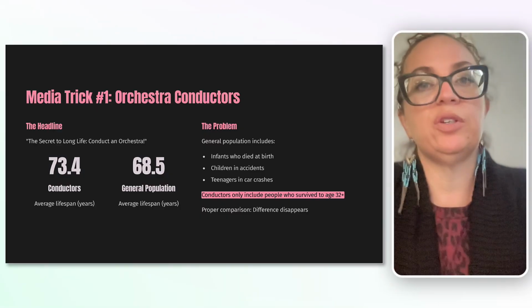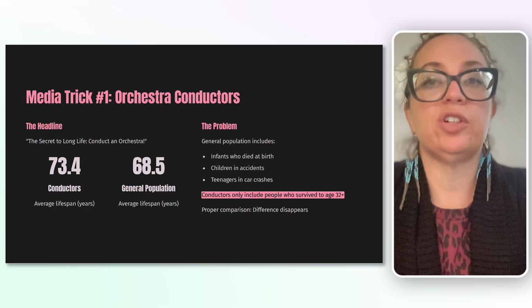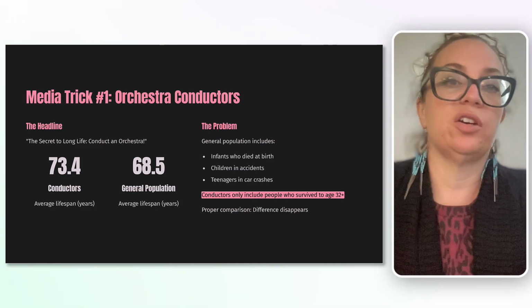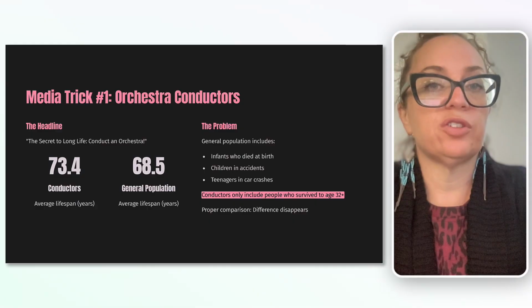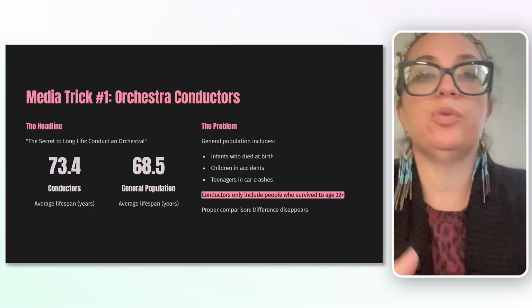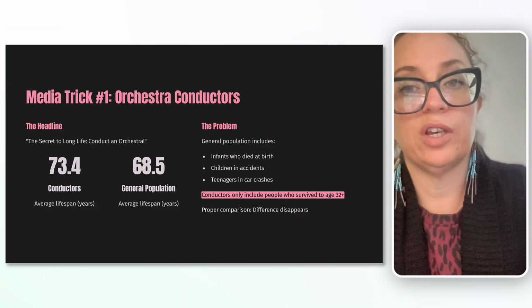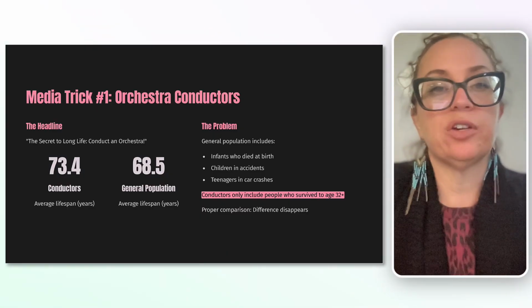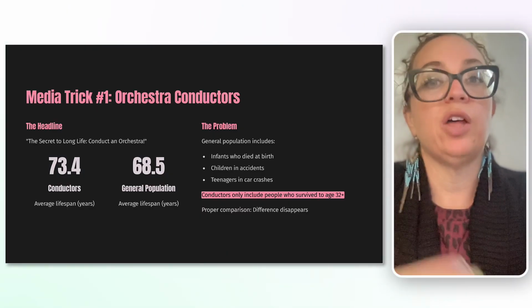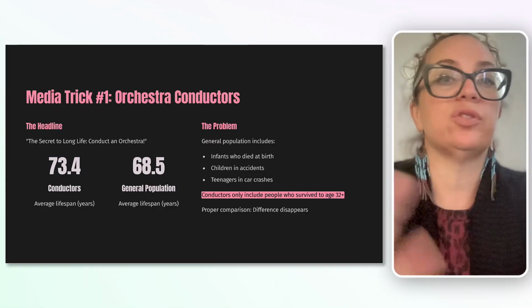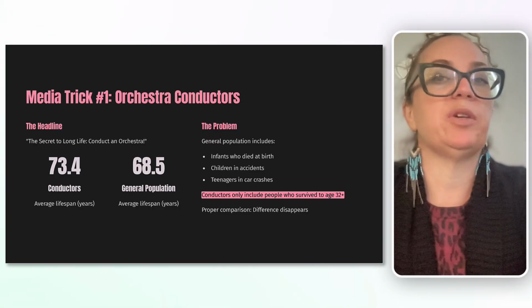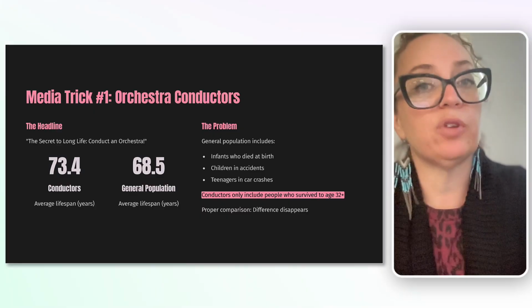What they don't tell you is the general U.S. male population includes everyone. Infants who died at birth, children who died in accidents, teenagers who died in cars. But the orchestra conductors, obviously none of them died as infants or they wouldn't have become orchestra conductors, okay? So when they did a more appropriate comparison, comparing male orchestra conductors to other males who survived to age 32, the difference totally disappeared, okay? So the orchestra conductors live longer claim is based on a completely bogus comparison, but it made a great headline.